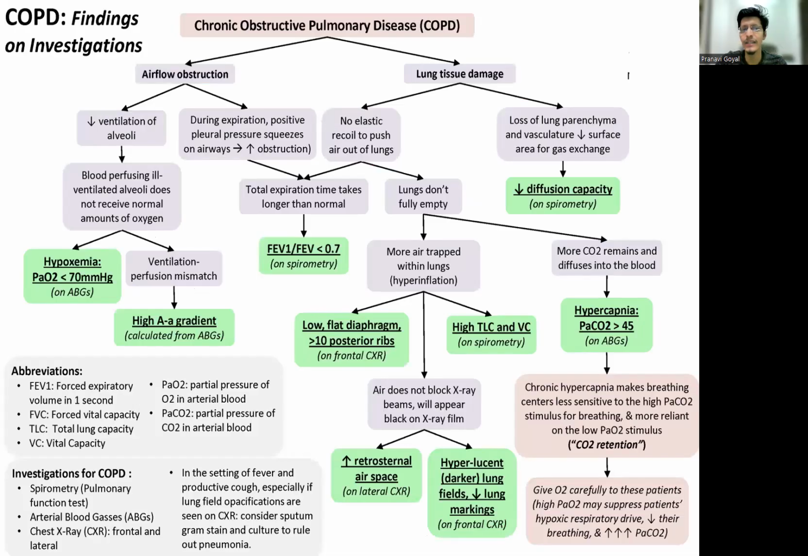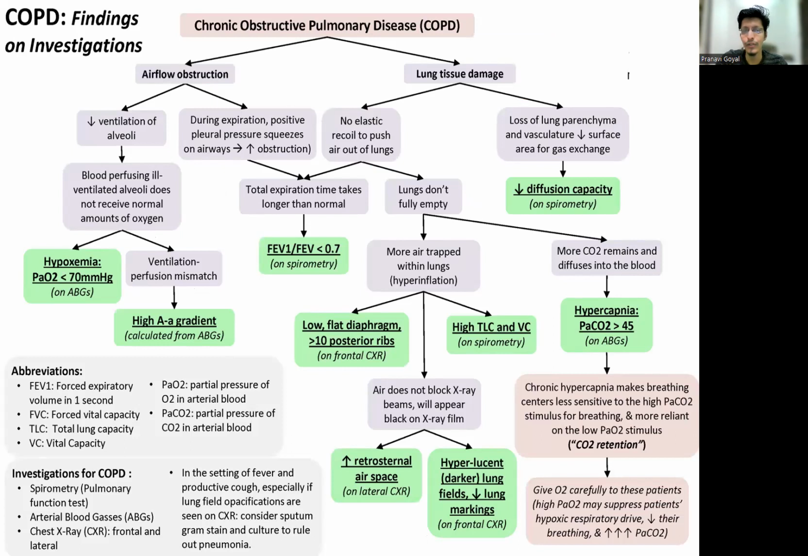Now, these are the investigations you need to know for the airflow obstruction and for the lung capacity. On ABG, you will see a PaO2 of less than 70 and a PaCO2 of more than 45. That shows that a lot of CO2 remains inside the alveoli, and that is good, you need that. So, CO2 retention is good, so we need not give a lot of oxygen to such patients. There will be a high alveolar to arterial oxygen gradient.